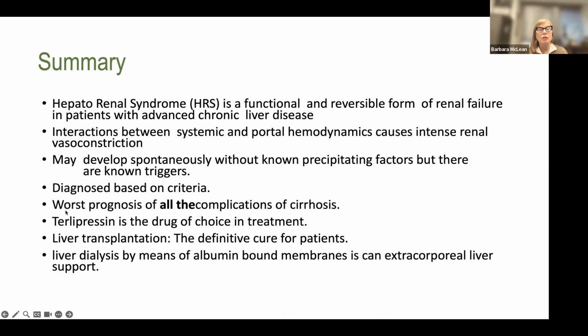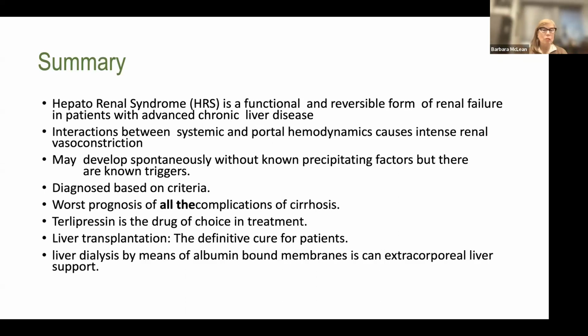And terlipressin, which is the newer form of vasopressin, we have it on formulary here. Terlipressin is the drug of choice in treatment for enhancing better blood flow, promoting the systemic and portal vasoconstriction, which then allows for more renal vasodilation. Liver transplantation, of course, is the definitive cure for patients. CRRT is necessary, and liver dialysis may be very helpful.